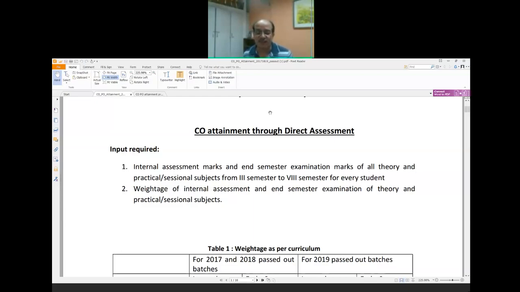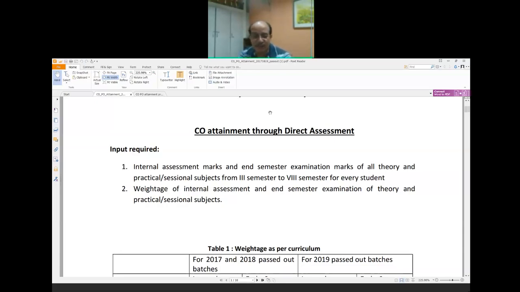I think this is what we talked about in yesterday's lecture, where you have to complete one loop, starting from making the curriculum, to delivery of the curriculum, to evaluation of the students, and again feedback to go for continuous improvement here. Then, as I said, there are direct assessment mechanisms for CO attainments, and there are indirect ones here. So this is what we'll do.